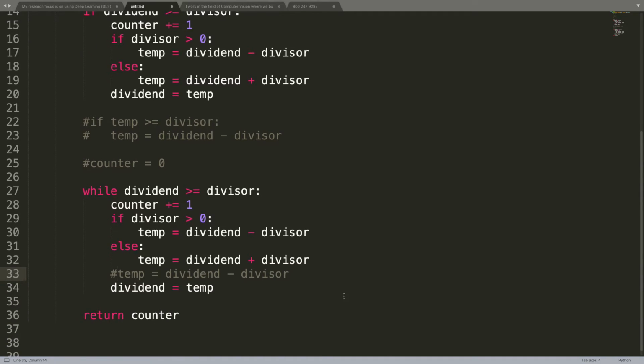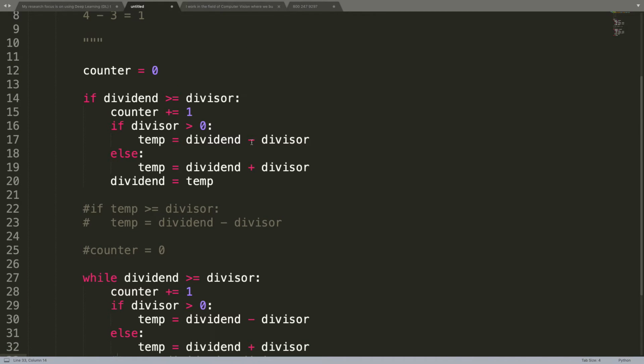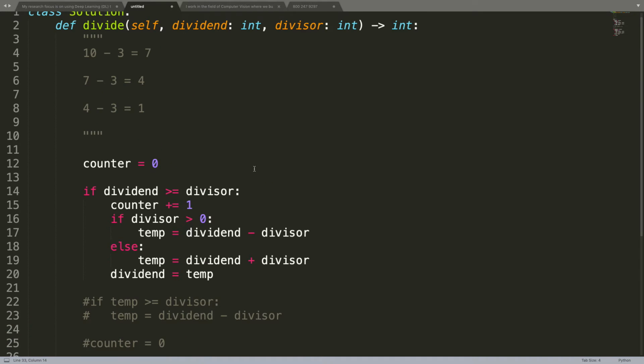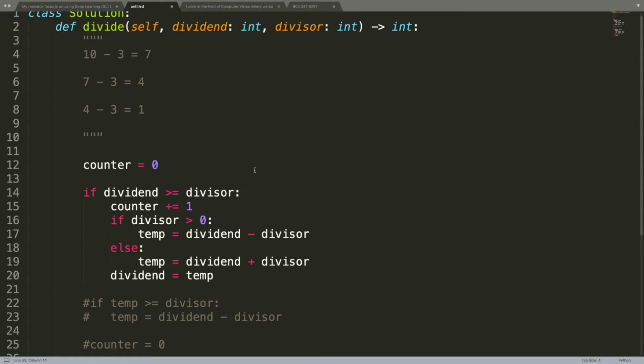So let's walk through again. If it is greater than 0, it does the minus. But if it is less, they've told us that divisor can never be 0, so we're good. If it is less, we do plus. So let's go back again and check. Dividends is 7. Divisor is 3.